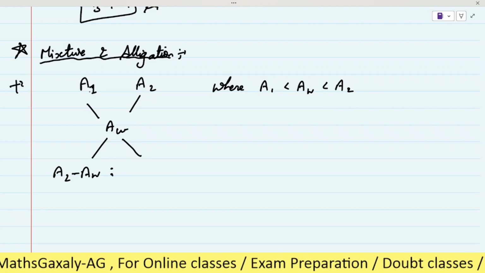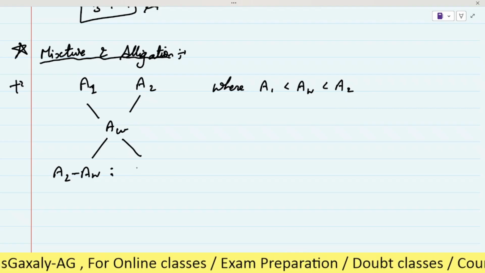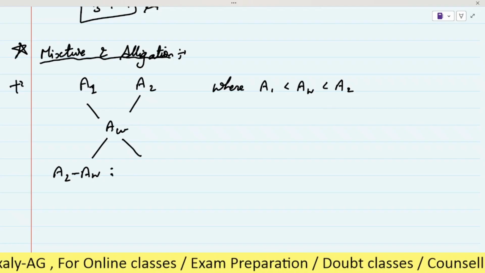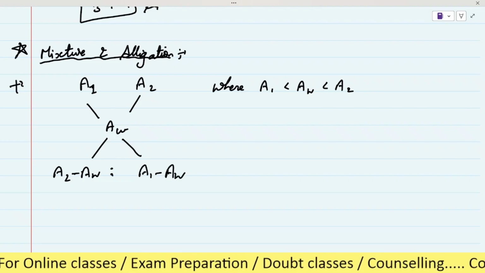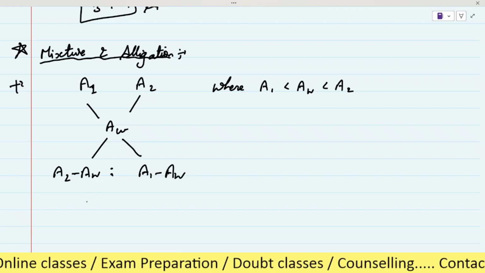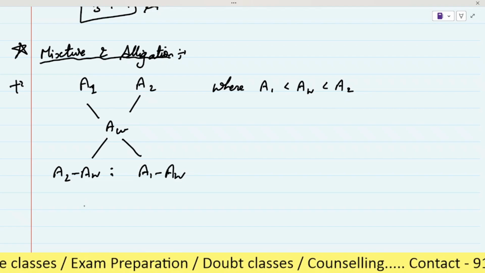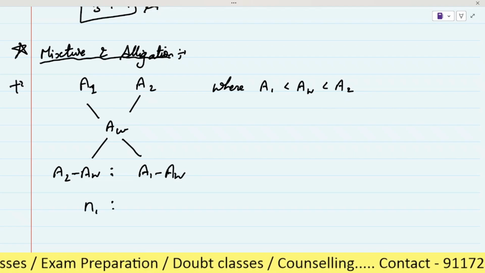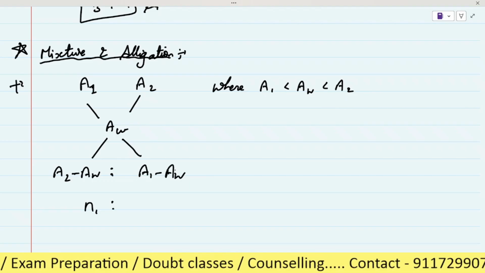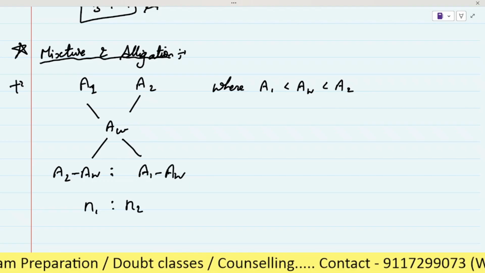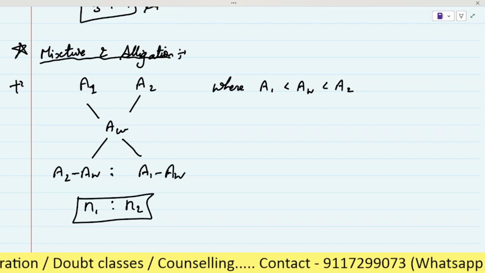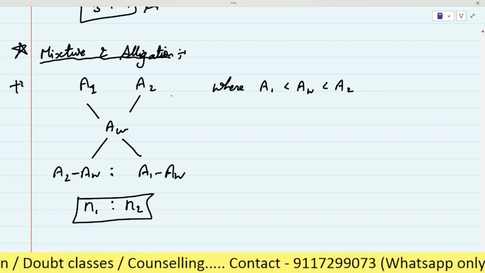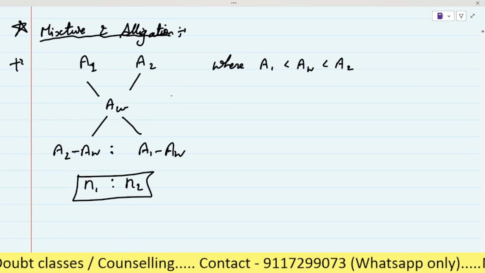So the second ratio you will find by A1 minus AW. Suppose after solving A2 minus AW we get N1, and after solving A1 minus AW we get N2. So our ratio will be N1 is to N2. Please note down this one.